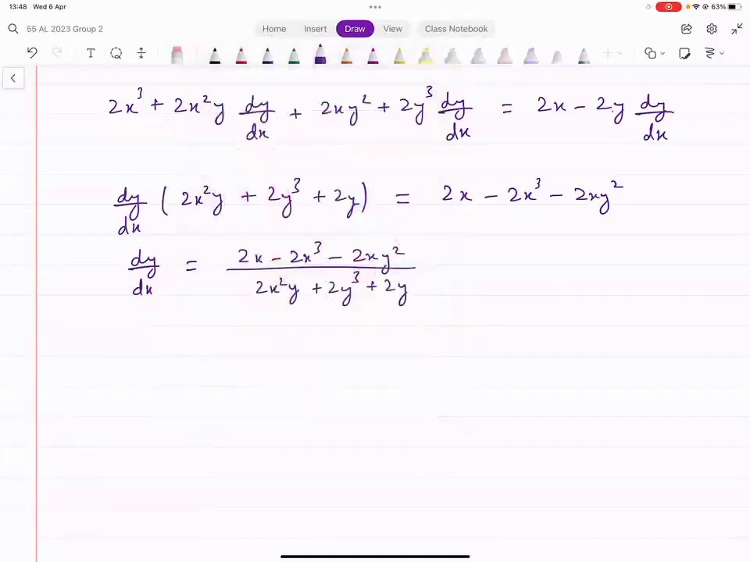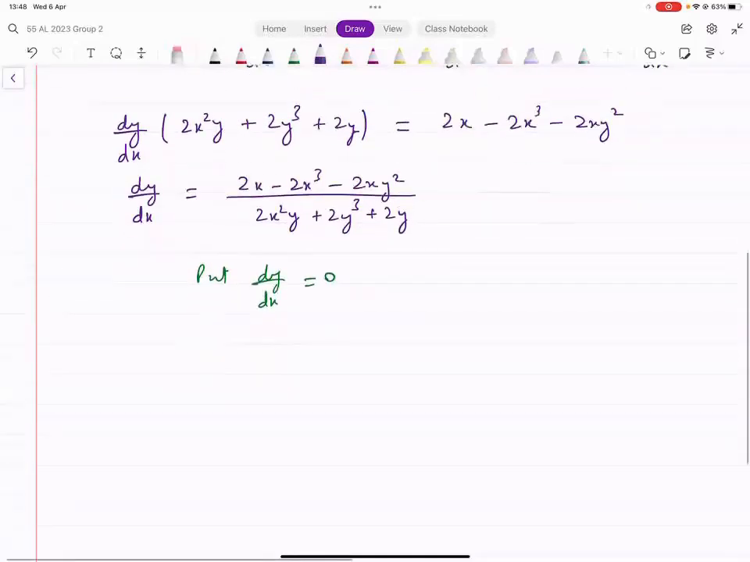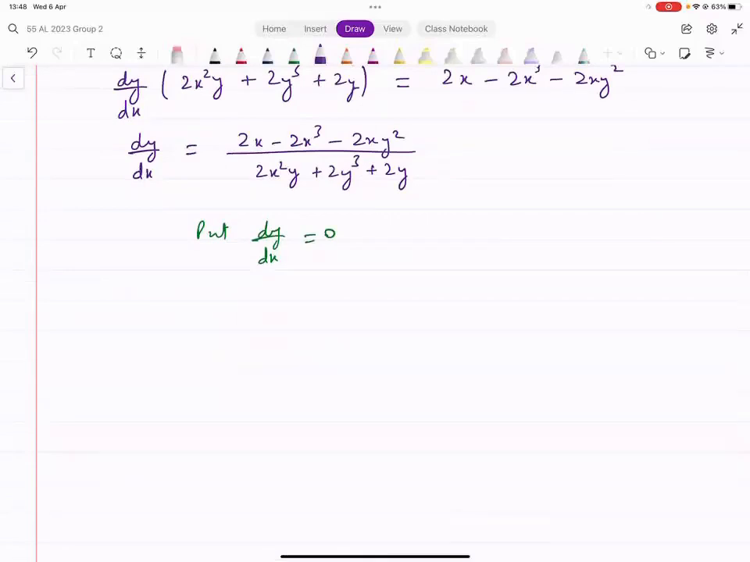Now what we do is we put the derivative equal to 0. Why? Because we were looking for the turning point. So dy over dx को 0 कर दिया. And now this gives us 2x minus 2x cube minus 2xy square equal to 0, because ये जो denominator है वो जाके multiply होगा 0 के साथ, वो तो वैसे 0 हो जाएगा. So this is what we end up with. यहाँ तक clear है?